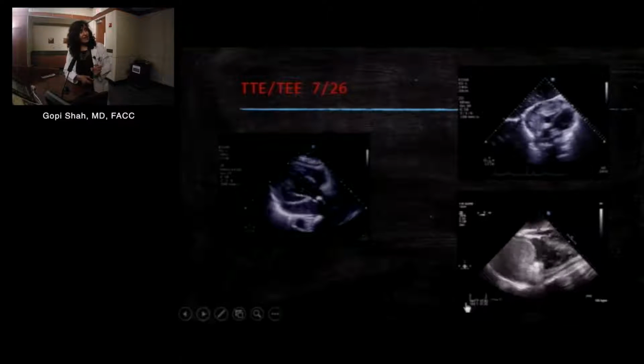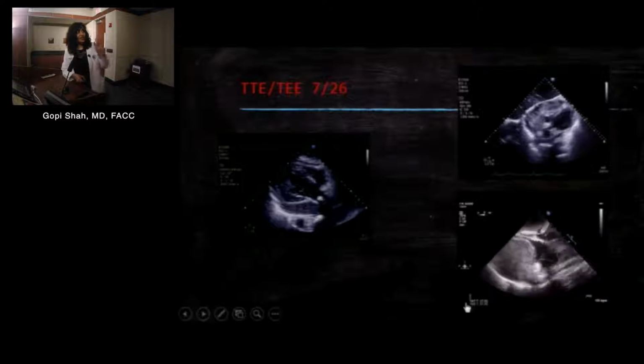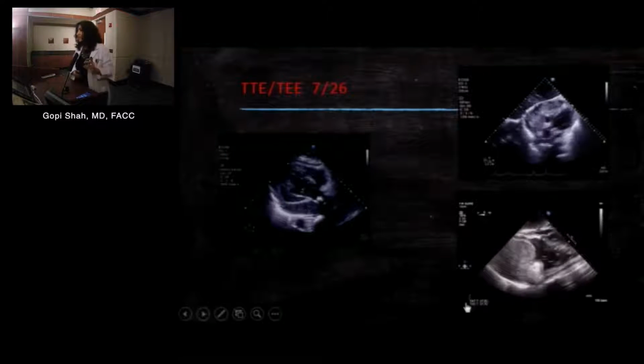So what is concerning is what is this here, and obviously this is the TEE that was done. They dropped in a probe and they see this. So you can see that. So this looks very much like a large hematoma that has developed acutely.